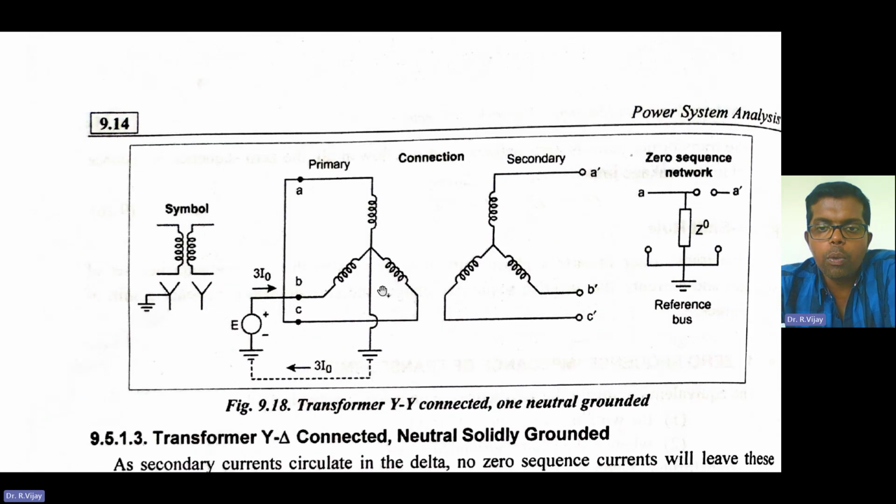Now the transformer star to star with only one neutral grounded. This side of the neutral only is grounded, so the reference bus is grounded, and the impedance is Z0. Here it is star and it is not grounded, so there is an opening here. This is A, and here it is A dash. This is the zero sequence network for a star to star transformer with one neutral grounded. You need to remember this, as we are going to use it in problems.